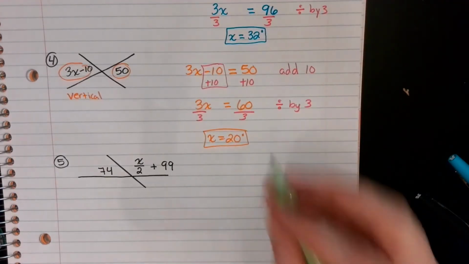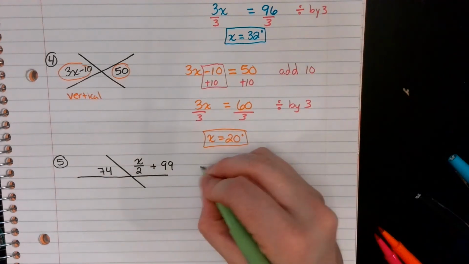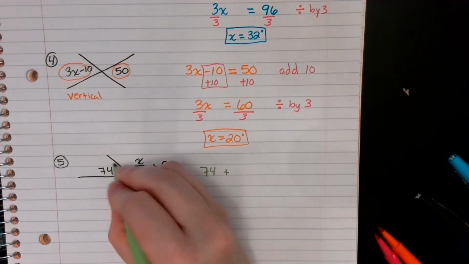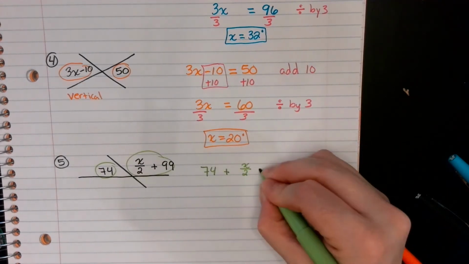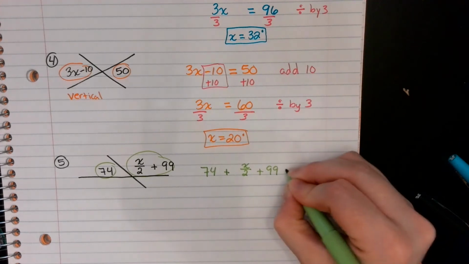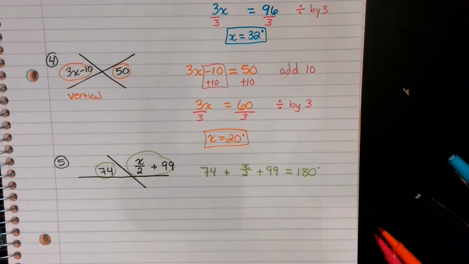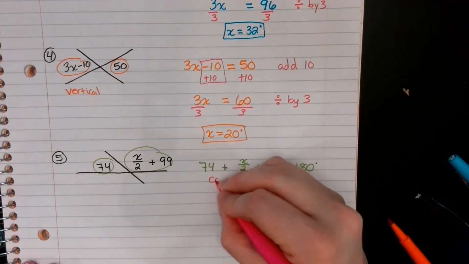So I'm going to take this measurement of 74, and I'm going to add it with the angle x over 2 plus 99, and I'm going to set that equal to 180 degrees. Now again, in a situation like this, the first thing we need to do is focus on combining those like terms.